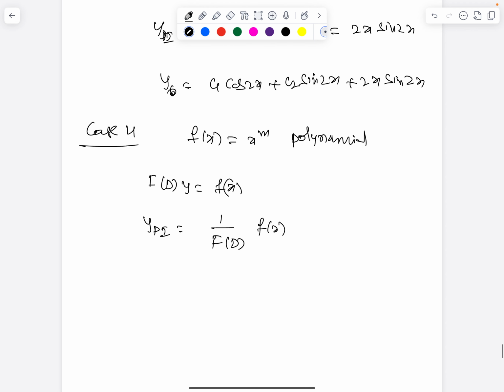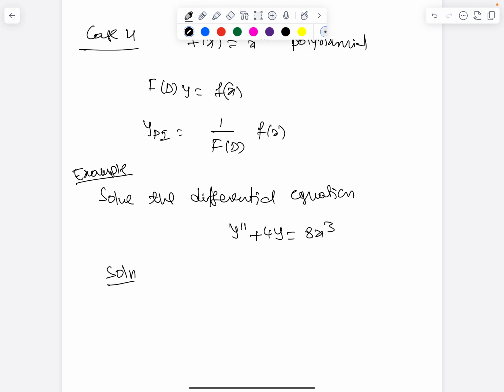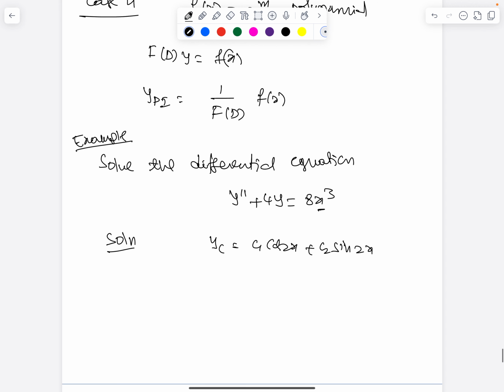So for example, you are solving a differential equation of the form y double prime plus 4y is equal to 8x cube. Here the polynomial is appearing. Earlier it was exponential and then sine, we have solved sine type of problems also, we have discussed. Now this is a new form. For this yc is the same, c1 cos 2x plus c2 sin 2x, there is no change because you are getting complex roots plus or minus 2i. For ypi, which is equal to 1 by d square plus 4 into 8x cube.